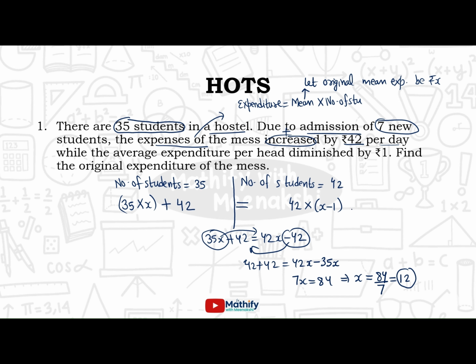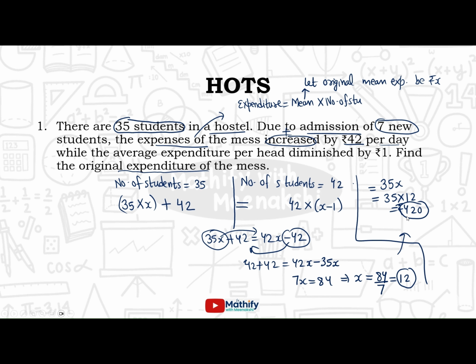Now what we have to find? We have to find the original expenditure of the mess. This was the original average. So what was the original expenditure? That is 35x. Before the new admission, it's 35x. So you can say 35 into 12, that is 420. If they ask for the new expenditure, then you will also write plus 42, that's 462. But we have to just write the original expenditure. You will write rupees 420.